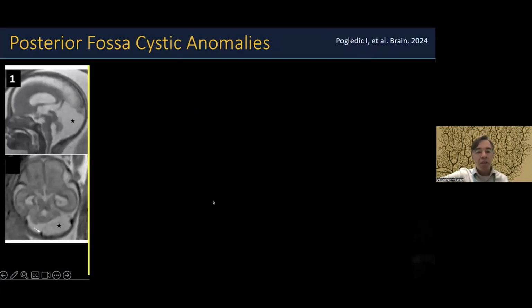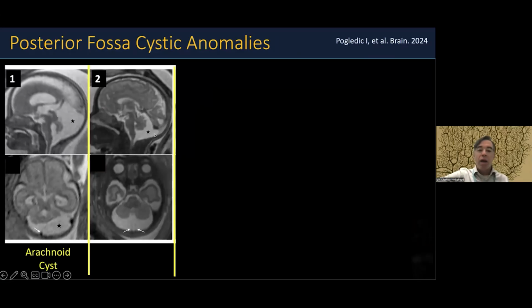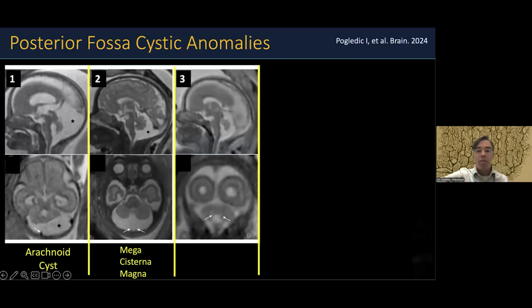Okay, so finally, let's get back to these cases and solve these riddles. First case, we have an enlarged retrocerebellar fluid space with focal mass effect flattening the left cerebellar hemisphere and rightward displacement of the falx cerebelli: arachnoid cyst. Here we have isolated enlargement of the cisterna magna, normal cerebellum, no hydrocephalus, duplication of the falx cerebelli: mega cisterna magna.